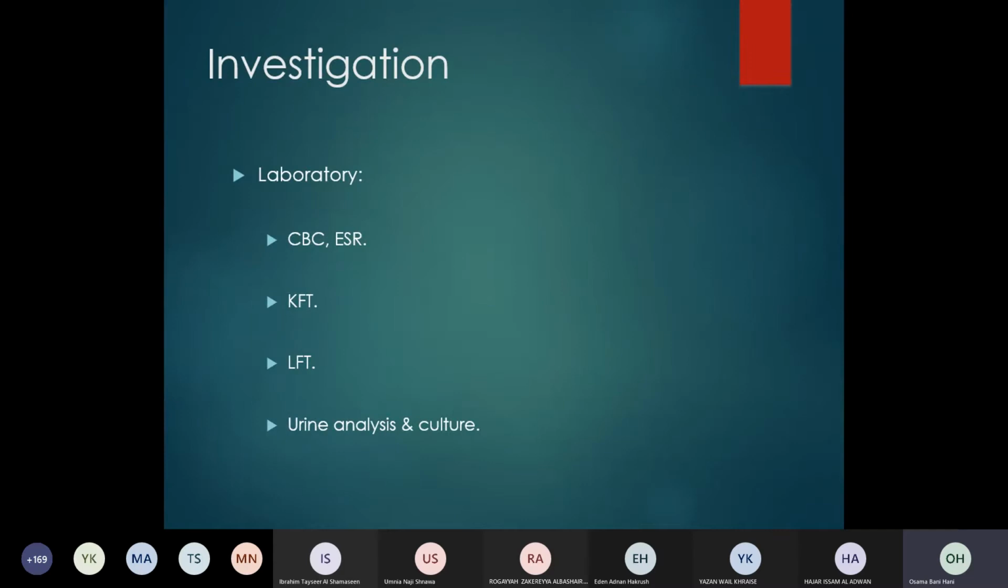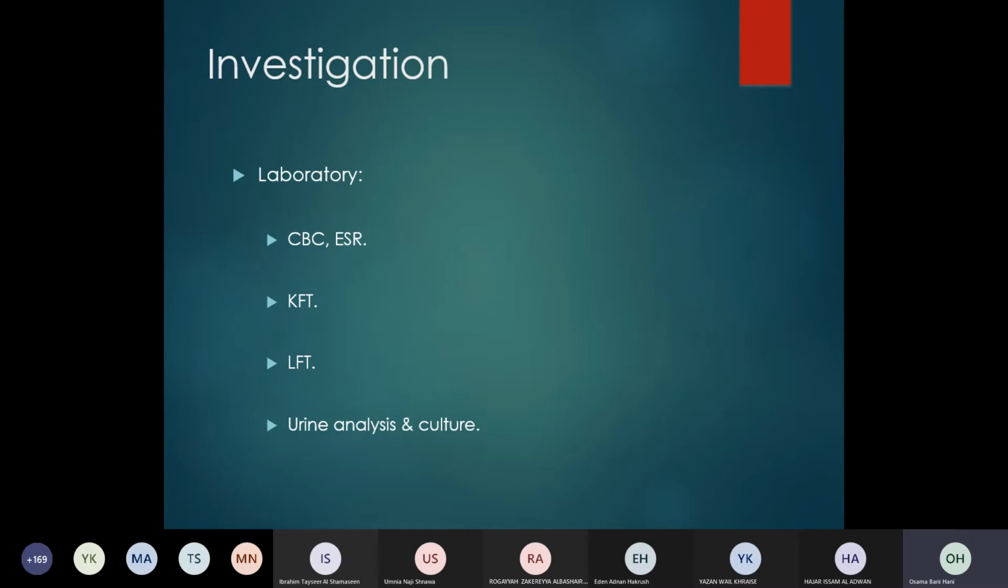We are going to investigate these patients. We divide the investigation, as we said, into laboratory investigations and radiological. With the laboratory investigations, we ask for CBC. The aim is not just to make it a baseline, but to look for either anemia or polycythemia, or a platelet abnormality. ESR, erythrocyte sedimentation rate, will be elevated whenever there's a tumor in the kidney.